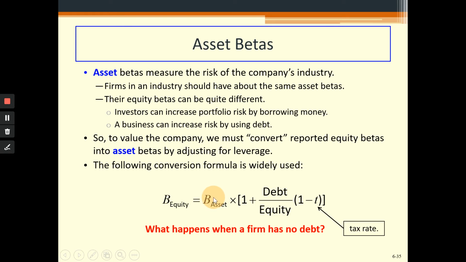Now the question is, what happens if the firm has no debt? Just pause the video over here and think about it. Yes, you are right. In this situation, if there is no debt, then obviously this becomes zero, and this whole thing becomes equal to zero. So 1 plus 0 equals 1, and 1 multiplied by asset beta will be equal to equity beta. So the asset beta and equity beta are the same for a company which does not have any debt.